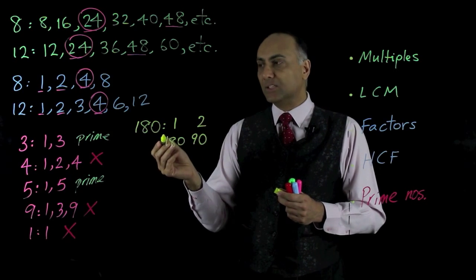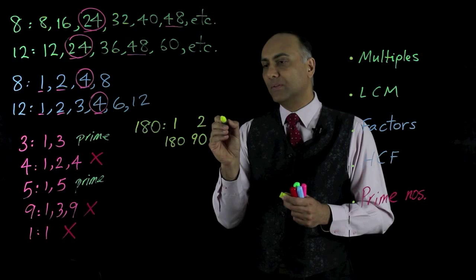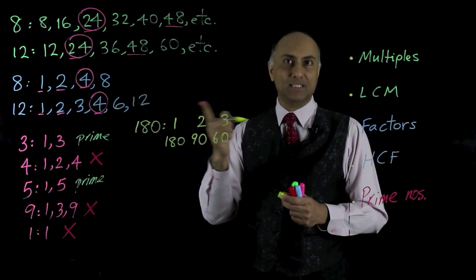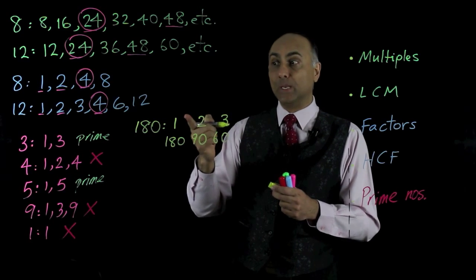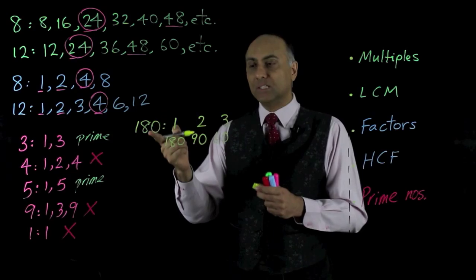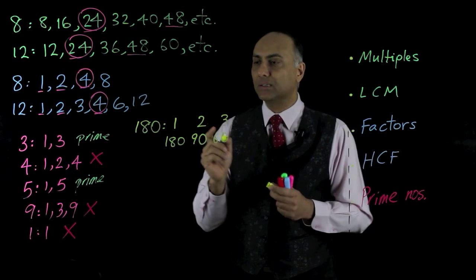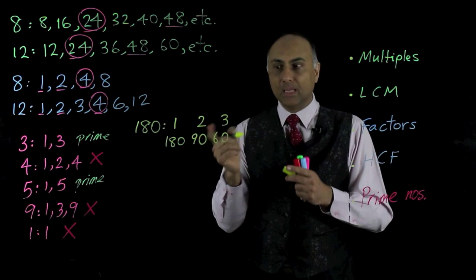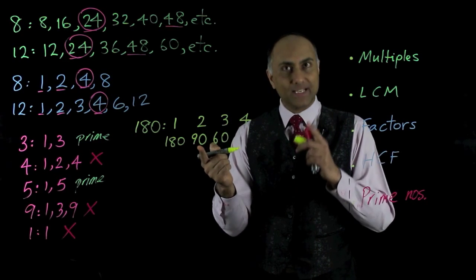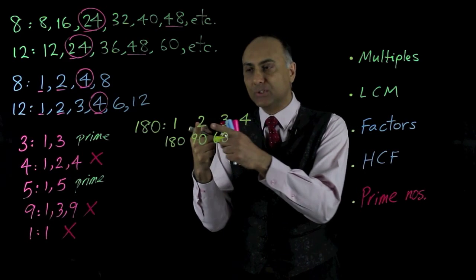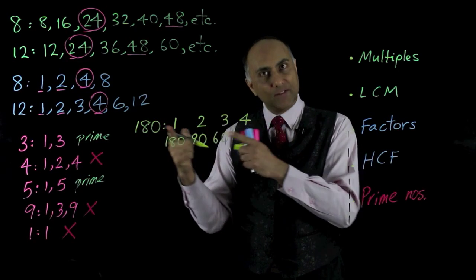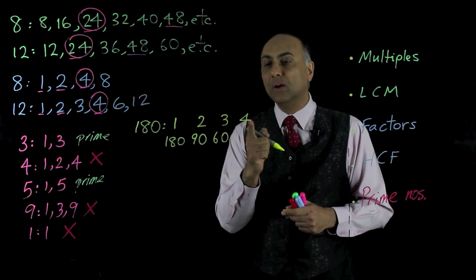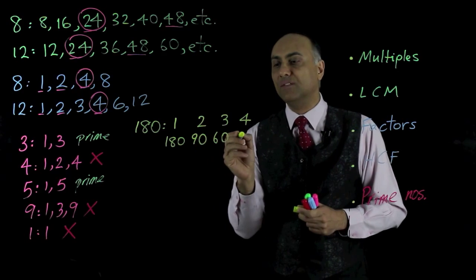Then we try 3. Does 3 go? Yes, it does. 3 goes 60 times. Now what we're doing is we're building up our list twice as fast as doing 1 factor at a time. We're doing them in pairs. Does 4 go? Now here is a little trick that will help you. If 2 goes 90 times, then 4 will go half as many times. Because 4 is twice as big as 2, it will fit half as many times. So since 2 goes 90 times into 180, 4 will go half as many times, or 45 times.